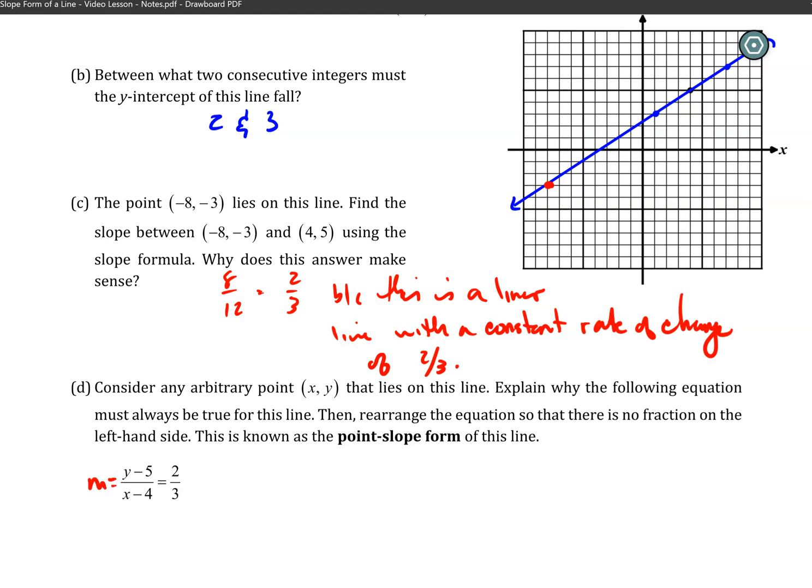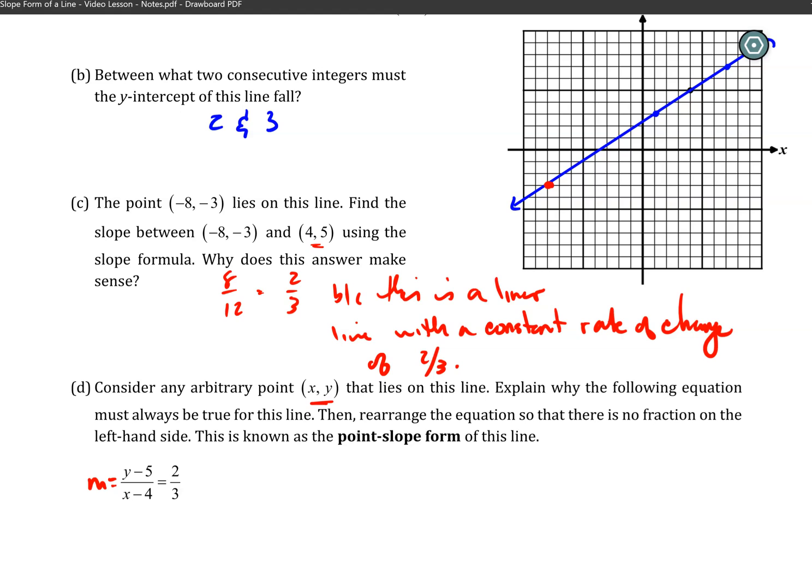So m equals (y2 minus y1) over (x2 minus x1). So no matter what x and y we plug in here, whatever x it is, we would have a slope of 2/3 because it has to be consistent throughout the entire linear line. So this is just a formula representing any point, utilizing one point, specifically the (4, 5) point. And we already know that the slope is 2/3.